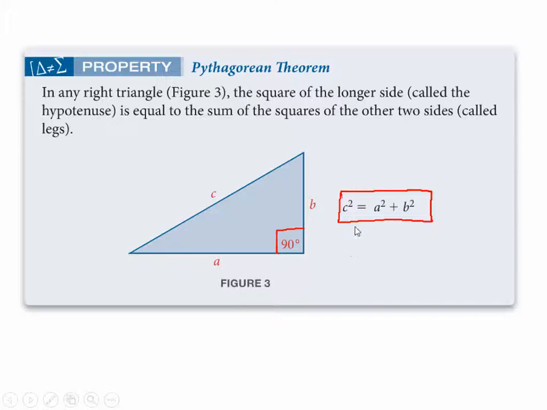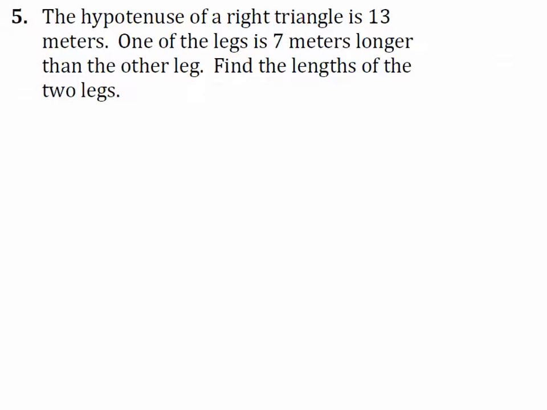And then we have this relationship: the hypotenuse squared is equal to the sum of each of the legs squared. I think we know that already, and we're going to use that one. So we're going to jump to this. The hypotenuse of a right triangle is 13 meters. One of the legs is 7 meters longer than the other. Find the lengths of the two legs.